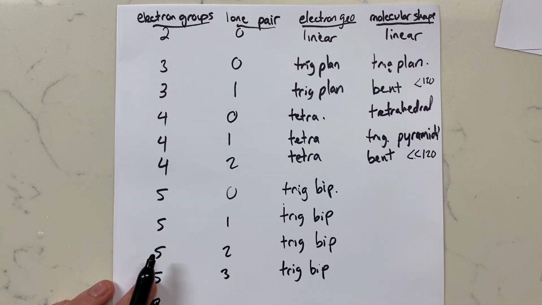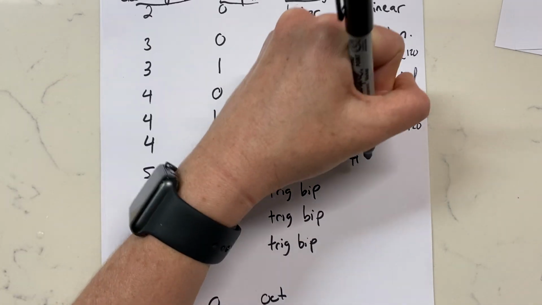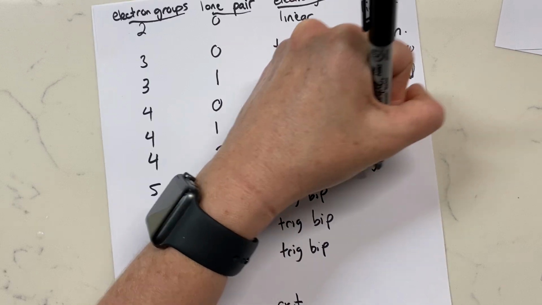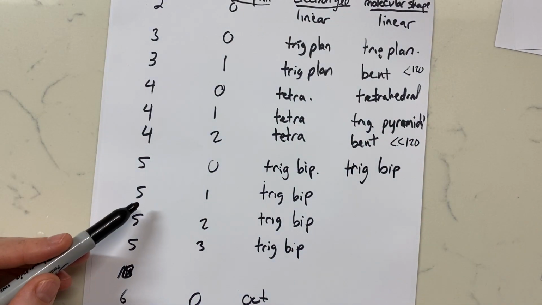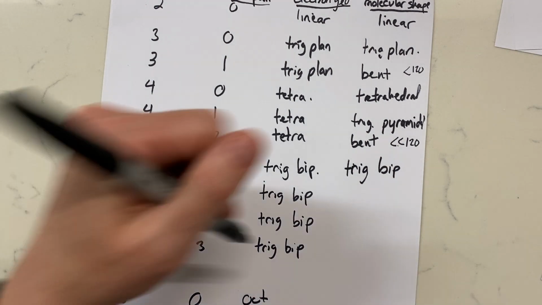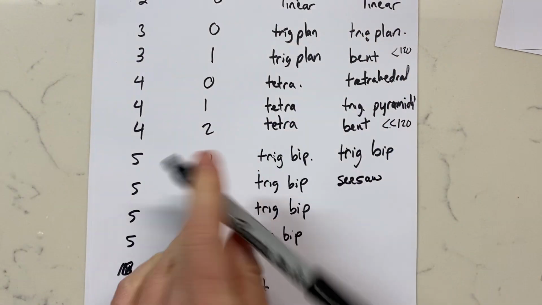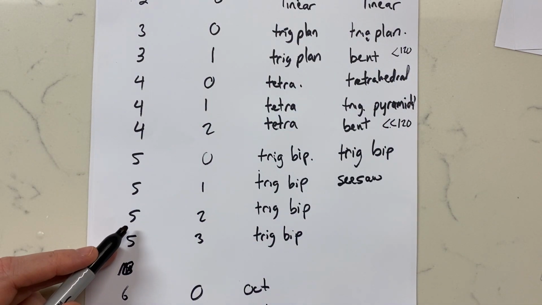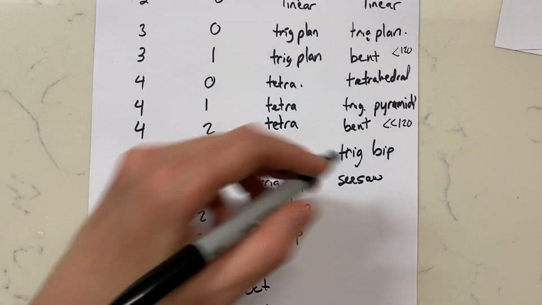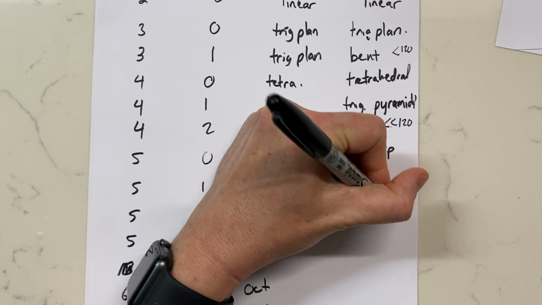Then we move on to the 5s. If we have none, again, this is going to be trigonal bipyramidal. If you have 1, we're going to call it seesaw. If you were to actually make the shape, you can see that it goes back and forth, kind of like a seesaw. It's pretty cool. If you have 2 lone pairs, it's called T-shaped. That's because it actually looks like a T.